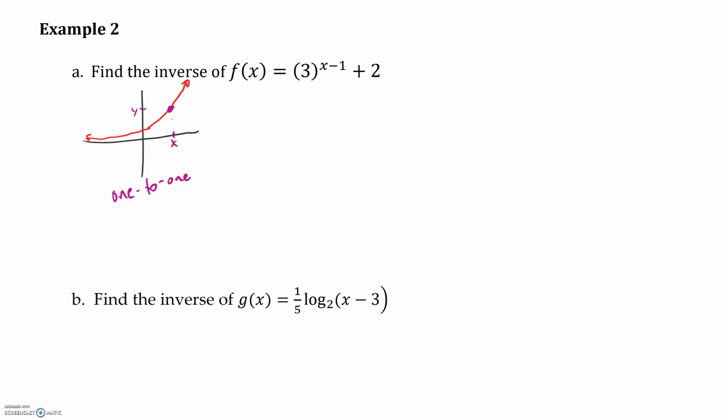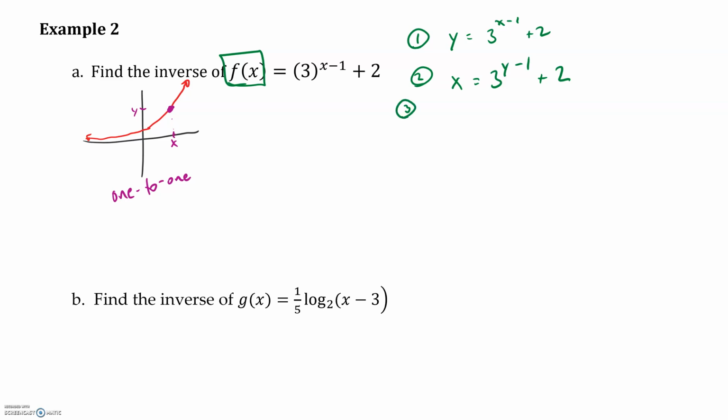Now, we're going to use our four-step process. The first thing I want to do is simply replace the f of x symbol with y. And then in our second step, the key step for finding the inverse, I want to switch the x and the y, because that's what an inverse does. It switches the x and the y values. And now we can solve for y.